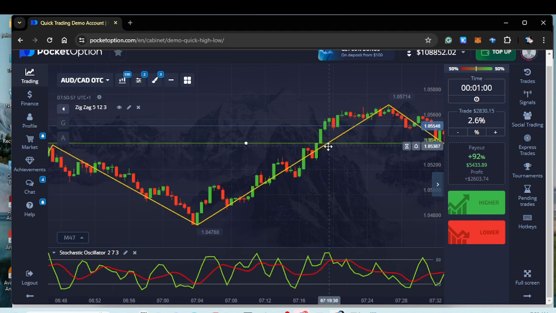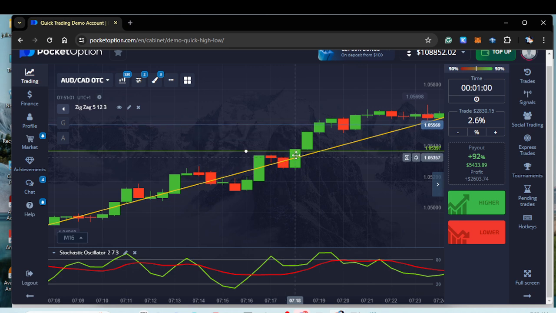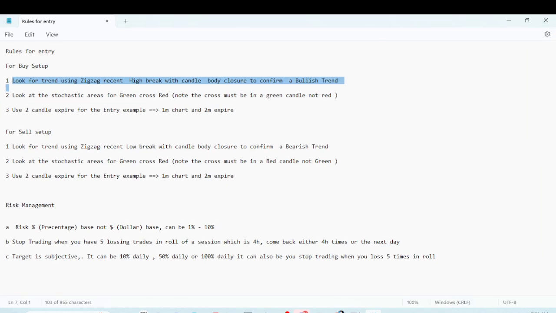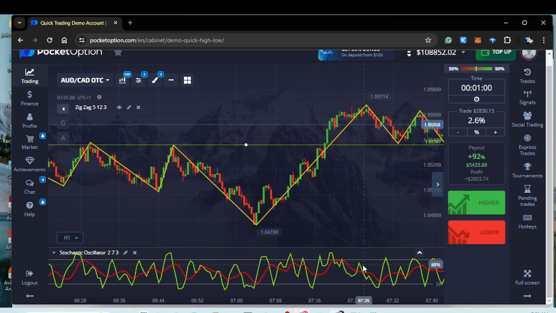Then once the body closure happened, which was somewhere around here, we know that we're not bullish. All right, so we're not looking for a bullish trade. So what's the next rule? You must follow these rules for you to be profitable with this strategy. Look at the stochastic area for green cross red. Note the cross must be in a green candle, not red, just like I explained. So you want to see a green cross red.